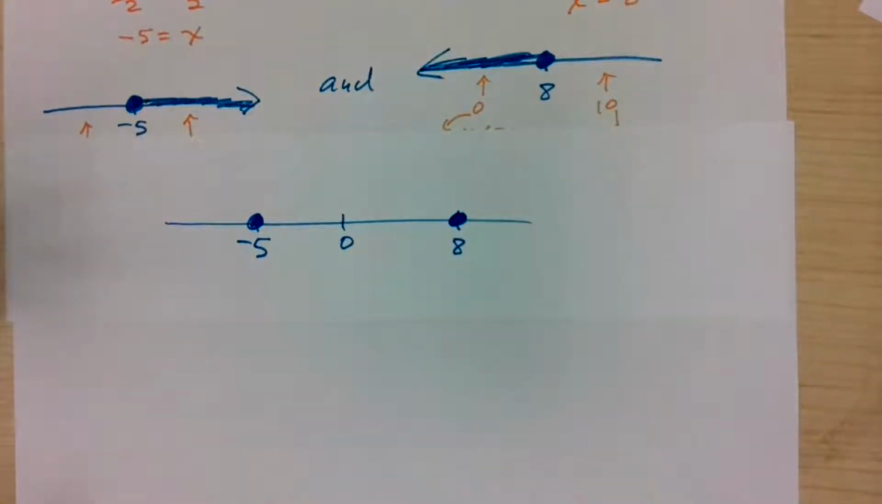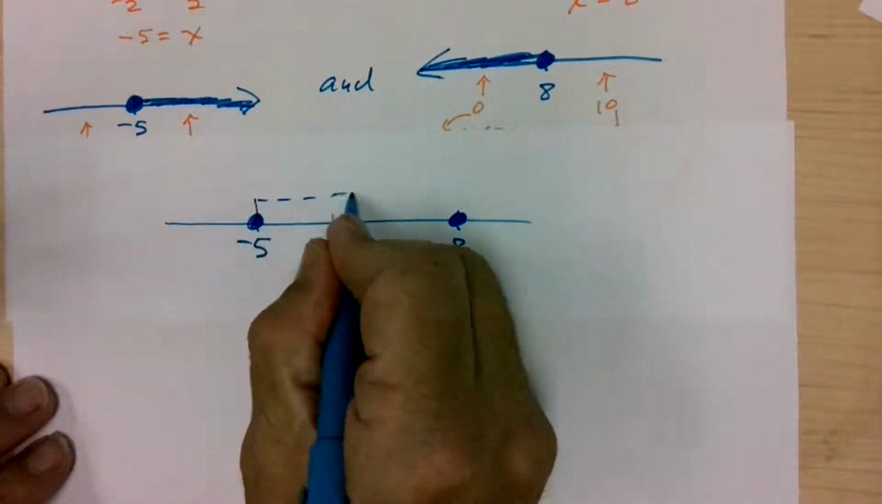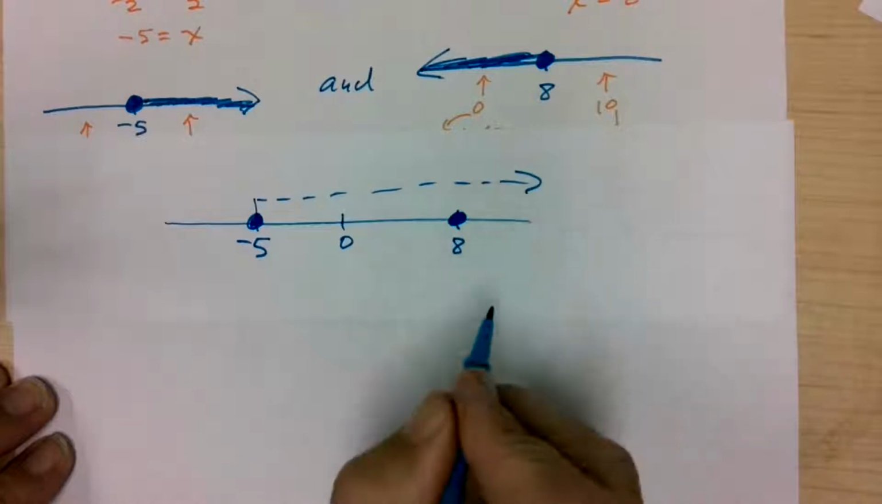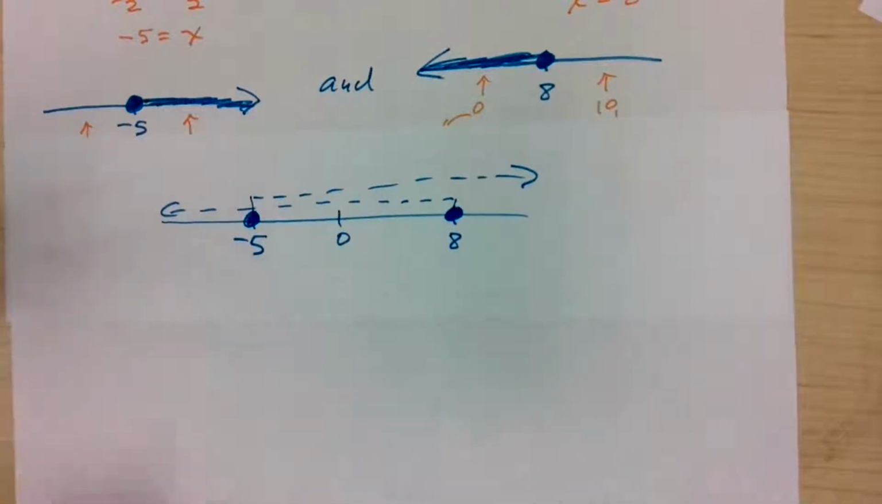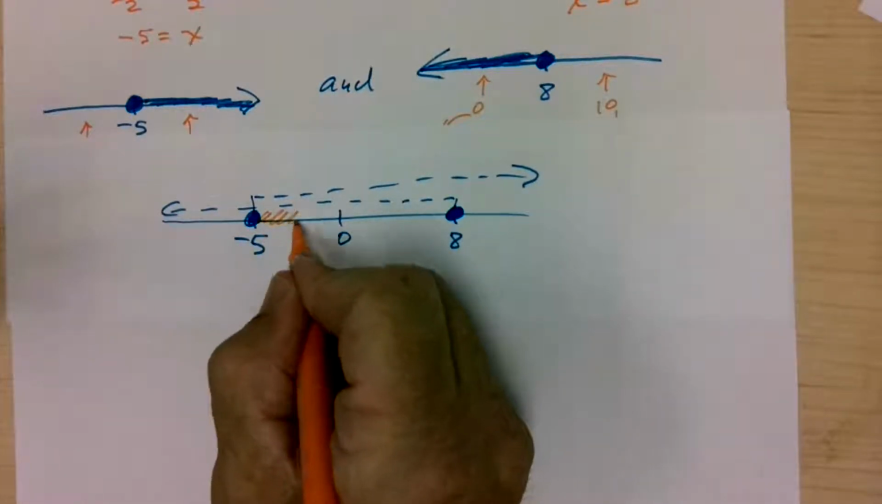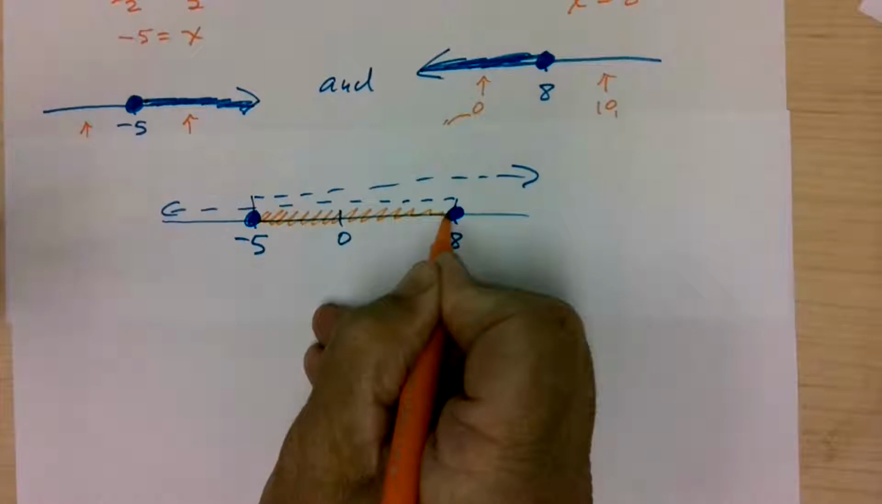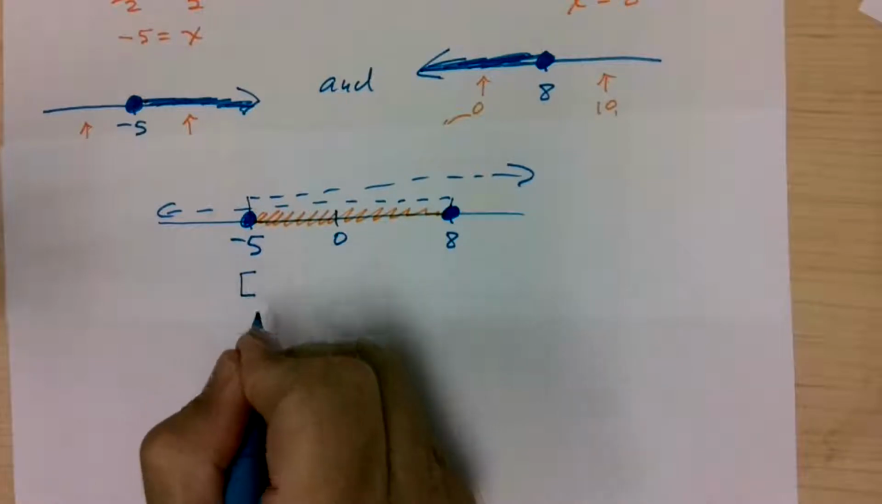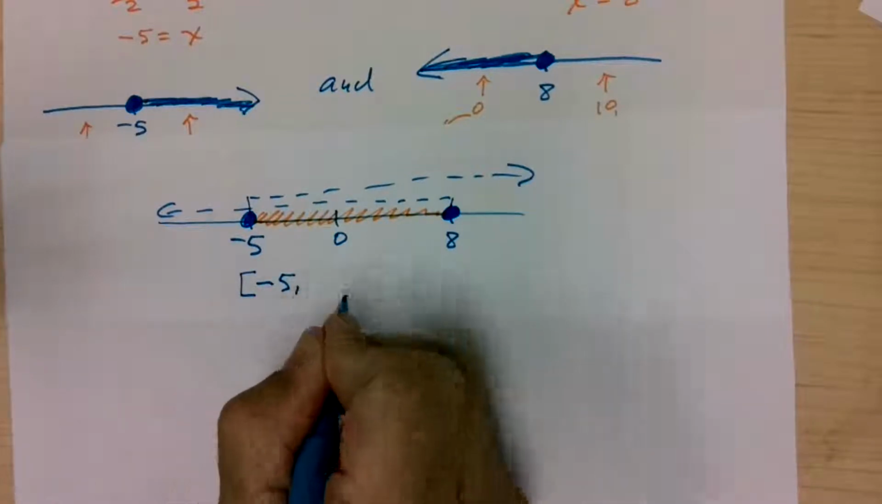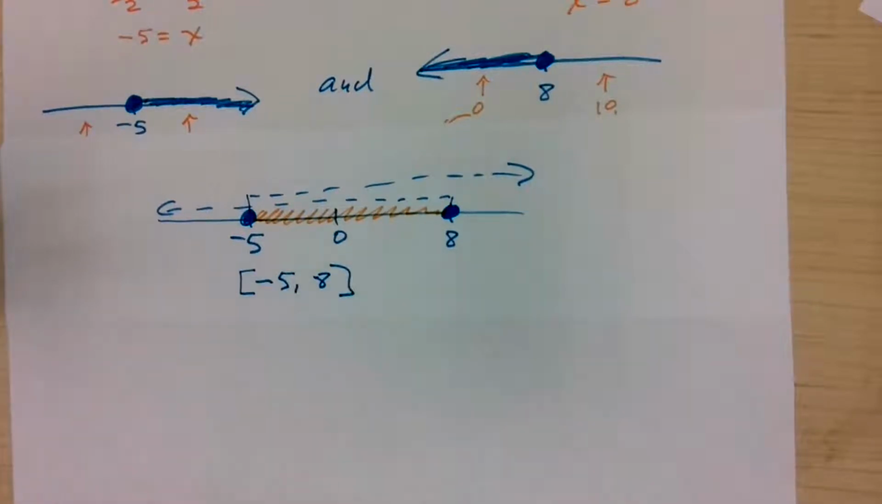And which way are we going? From the -5, we're going to the right. From 8, we're going to the left. What's common to both? And where are they both true? They're both true in there, so that's what it would be shaded. In interval notation, what are we going to get? Square bracket, -5 to 8, square bracket.